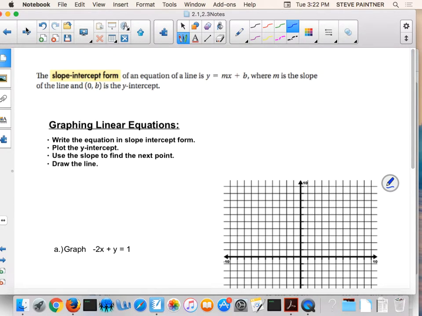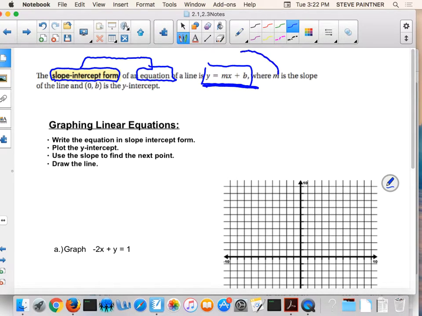Now the next page talks about slope-intercept form, what it is, what we do with it, and what we really do with it is graph. But first you got to know what it is. Slope-intercept form is simply going to be an equation written like this. Okay, so slope-intercept form of an equation of a line is y equals mx plus b, where m right here is the slope. Where do you find m? M is right in front of x. It's the number in front of x. And of the line, and 0 comma b is called the y-intercept.